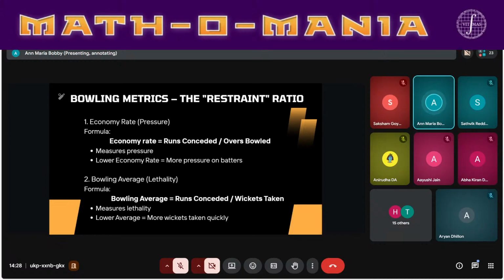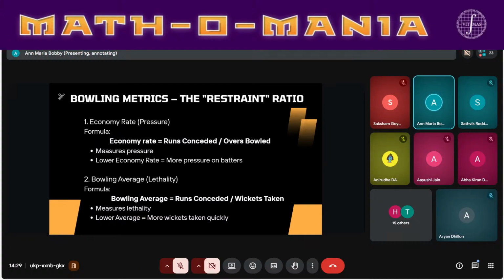So now comes the bowling metrics. The first metric that we are going to learn about is economy rate. Economy rate is equal to runs conceded divided by overs bowled. This measures how many runs a bowler gives per over. So it tells us how much pressure the bowler creates on the batter. A lower economy rate means more pressure on the batters.